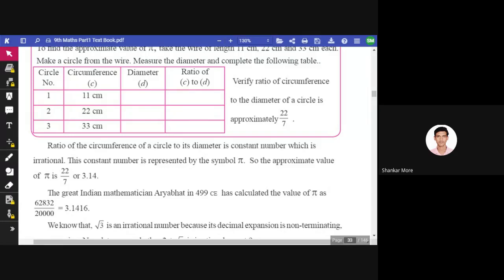Why is it irrational? The number pi, is it rational or irrational? Everyone give an answer, yes or no. Is it rational? Is pi rational? Yes, no, irrational? No, not rational. Okay, irrational. Because it is not in the form of m by n. Okay, it is irrational.